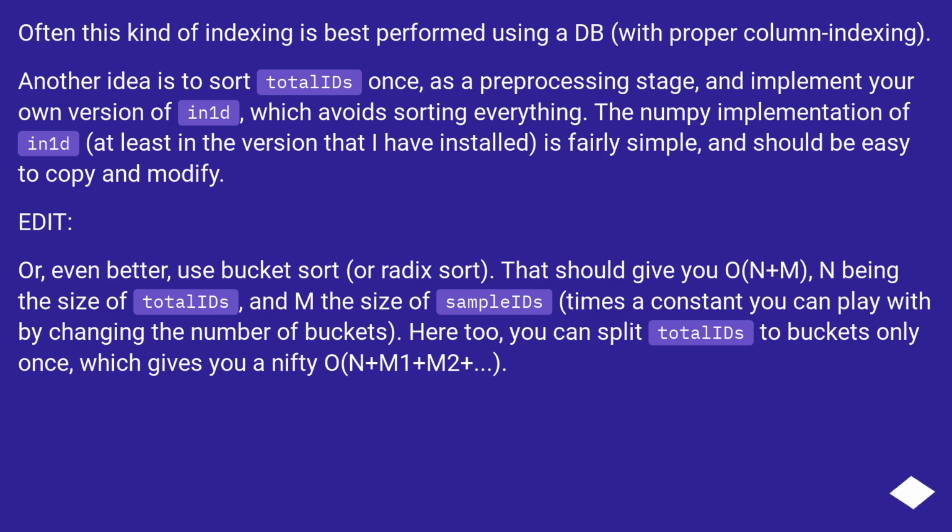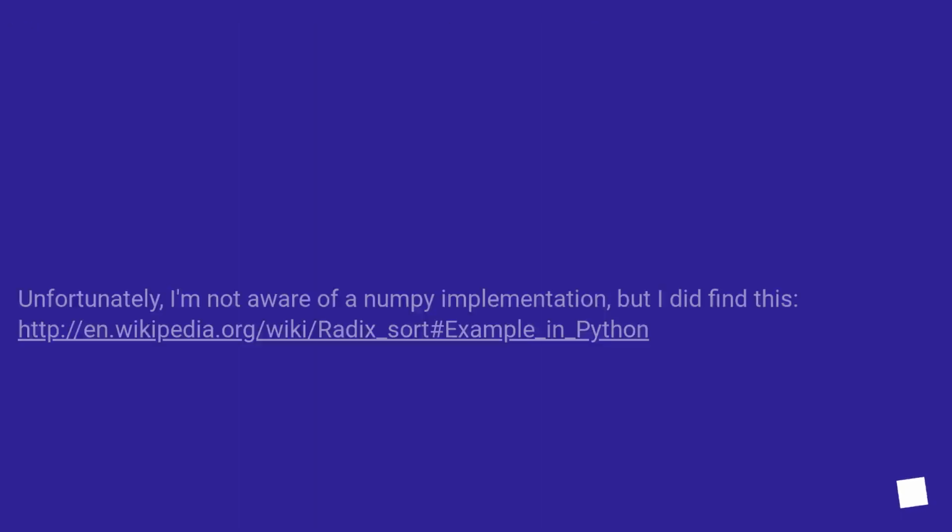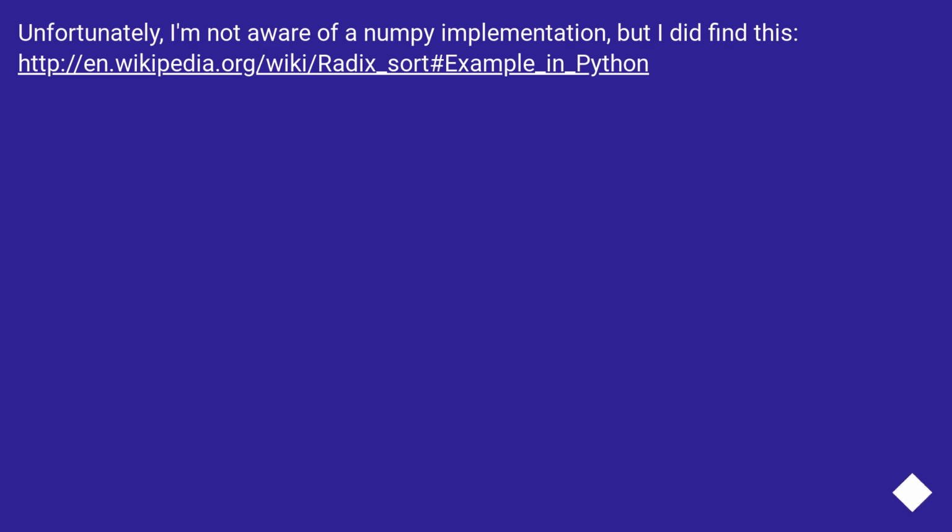Edit. Or, even better, use bucket sort, or radix sort. That should give you O(n plus m), n being the size of totalids, and m the size of samplelids, times a constant you can play with by changing the number of buckets. Here too, you can split totalids to buckets only once, which gives you a nifty O(n plus m1 plus m2 plus... Unfortunately, I'm not aware of a numpy implementation, but I did find this URL.